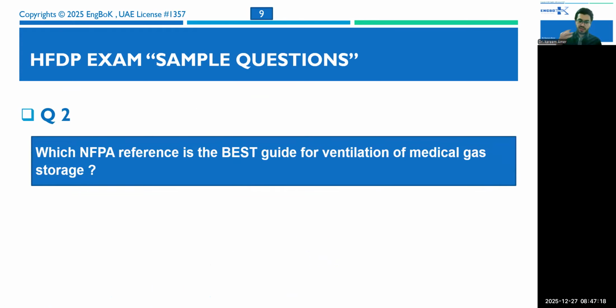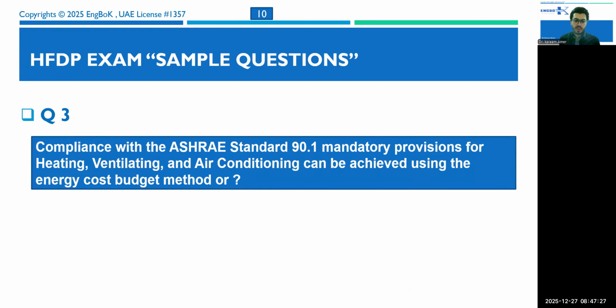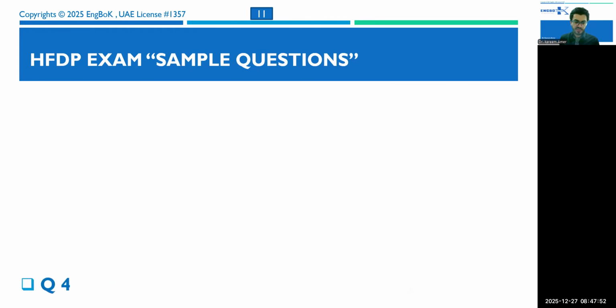The second question asked which NFPA reference is dedicated to ventilation of medical gas storage. It's NFPA 99. Third question: compliance with ASHRAE Standard 90.1 for energy efficiency of buildings. Mandatory provisions for heating, ventilating, and air conditioning can be achieved through the prescriptive path or alternative paths. Alternative paths may be energy cost budget or performance rating. So here the second option will be the prescriptive method.